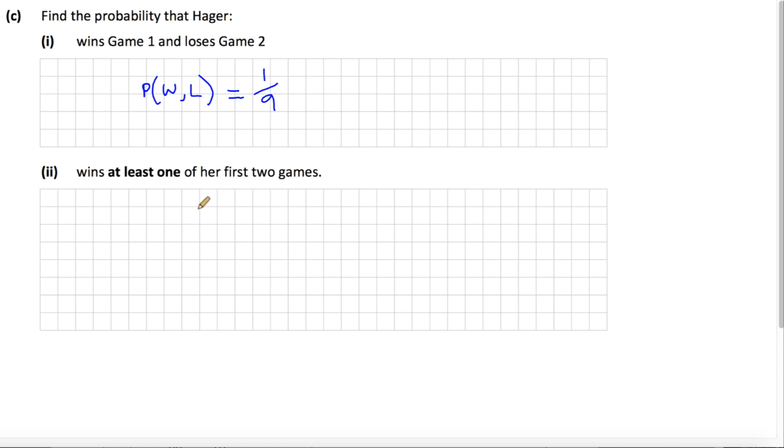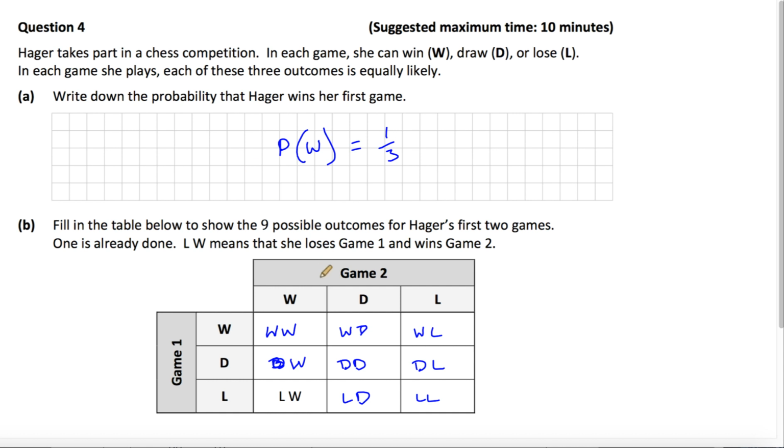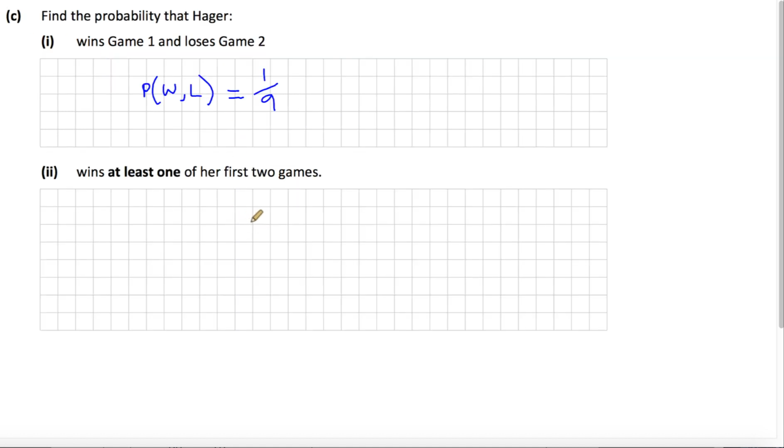Okay, part C2 says what's the probability that Hager wins at least one of her first 2 games? So she must win at least once. Well, to win at least once, we're talking about this option here. She wins both, that's at least once. This one, it's any of the outcomes that has a win in it, at least one win. So that's 1, 2, 3, 4, 5 out of the 9 that have at least a win in it. So the answer there is 5/9.